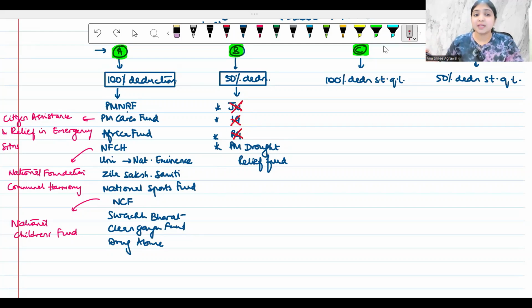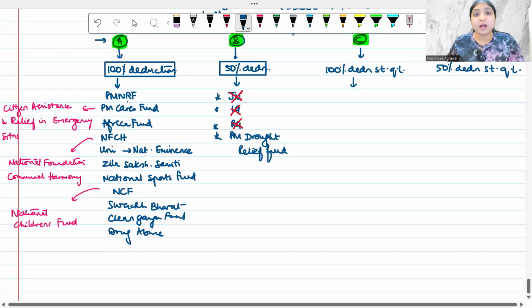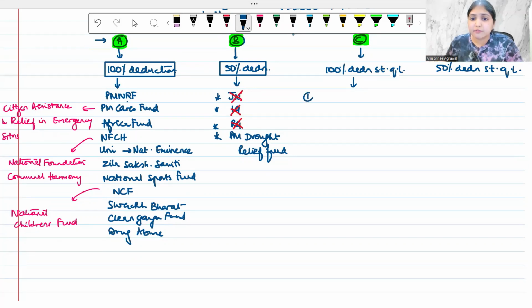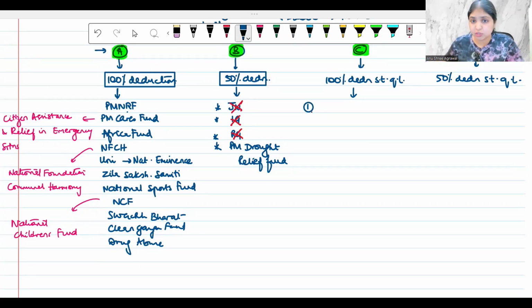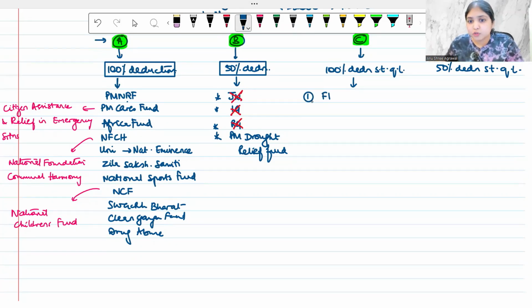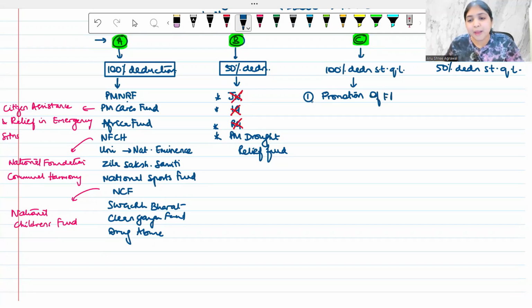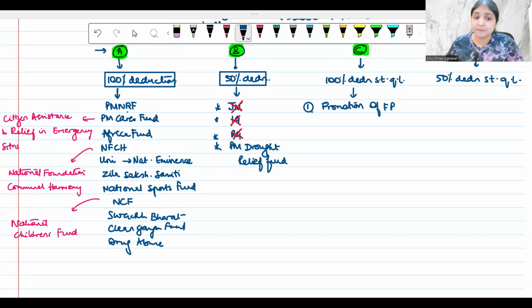Okay, then comes category C. In category C, whatever donations you make, you get 100% deduction, but subject to a qualifying limit. What is a qualifying limit? We'll see later. Over here, number 1, any donation which you make to any institution for promotion of family planning. I'll repeat one last time: donation made to any institution for promotion of family planning will fit under category C.